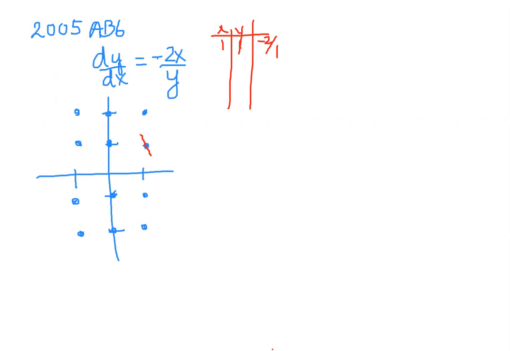I'll do one more at 1, 2, it's going to be negative 2 over 2. It's going to be negative 1. So it looks like this. And over here on this side, it's going to be the opposite. And down here, it's going to look like that. So that's what the slope field looks like.